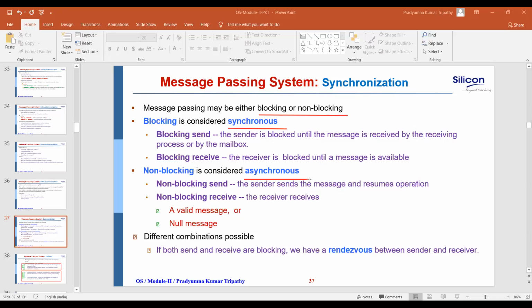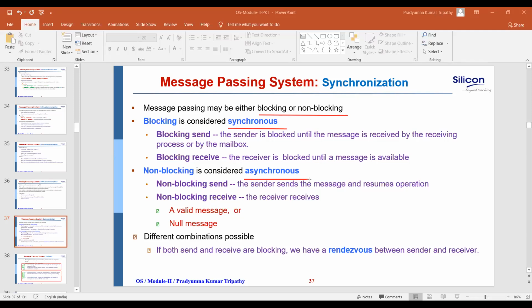Similarly, for non-blocking receive, the receiver goes on receiving messages. Even if the mailbox is empty, it will go and search and come back. So it is a non-blocking receive. If nothing is there, it will go search and come back. Either a valid message is there, or no message might be there, a null message. So what will it receive? It will receive either a valid message, or if nothing is there, it will read a null message.